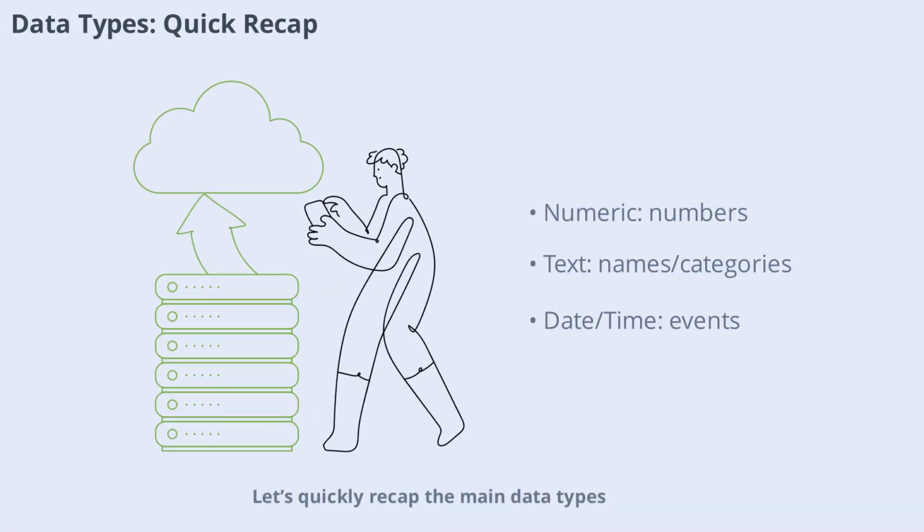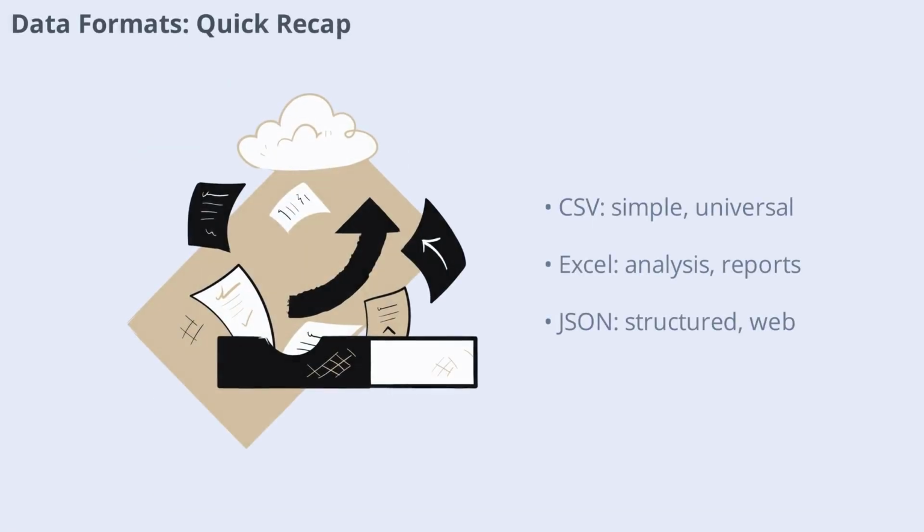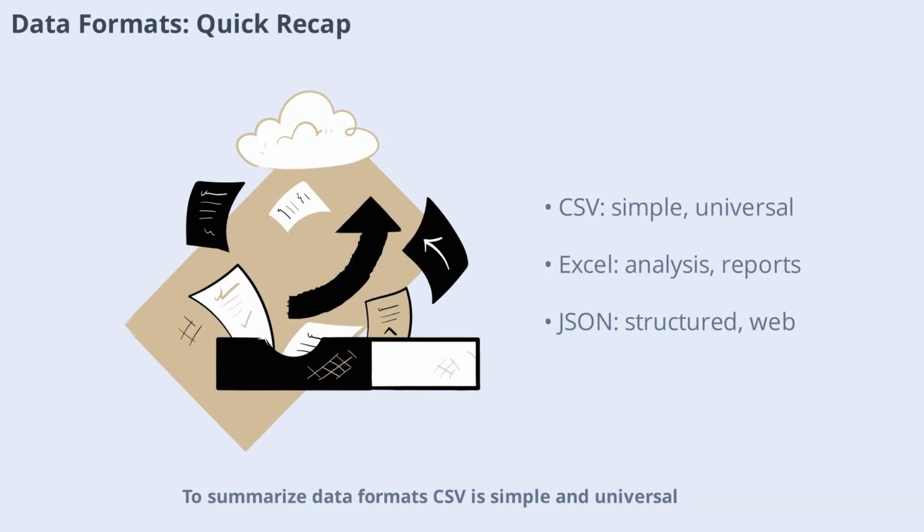Let's quickly recap the main data types: numeric data for numbers and calculations, text data for names and categories, and date-time data for tracking events. Each type serves a unique purpose in analysis, and knowing how to identify them is key to working efficiently with data. To summarize data formats, CSV is simple and universal, Excel is powerful for analysis and reporting, and JSON is ideal for structured, web-based data. Choosing the right format makes your analysis smoother and your results more reliable.